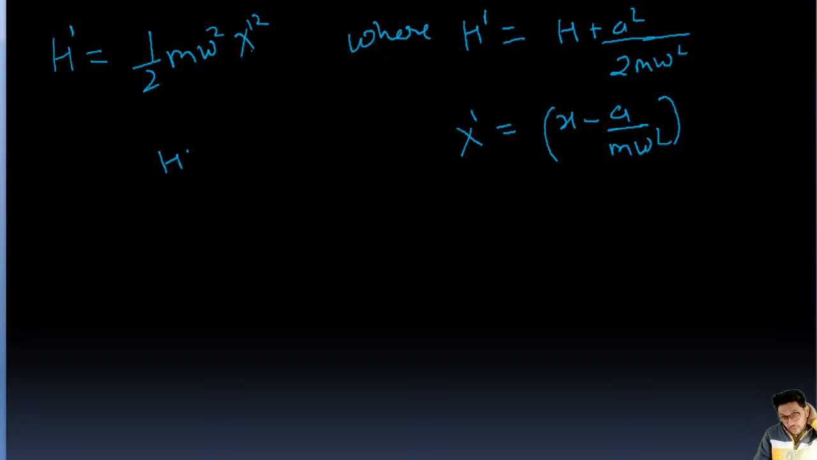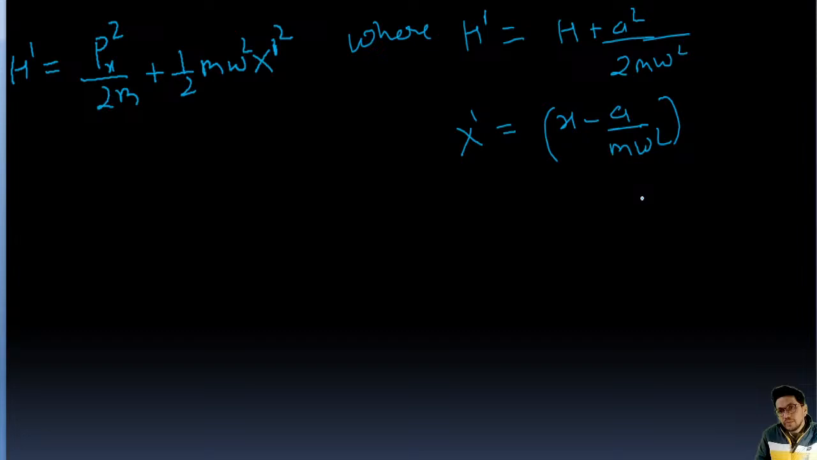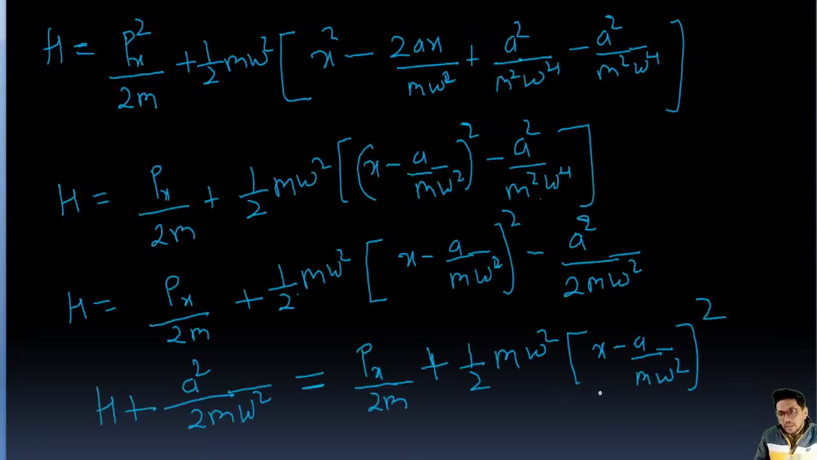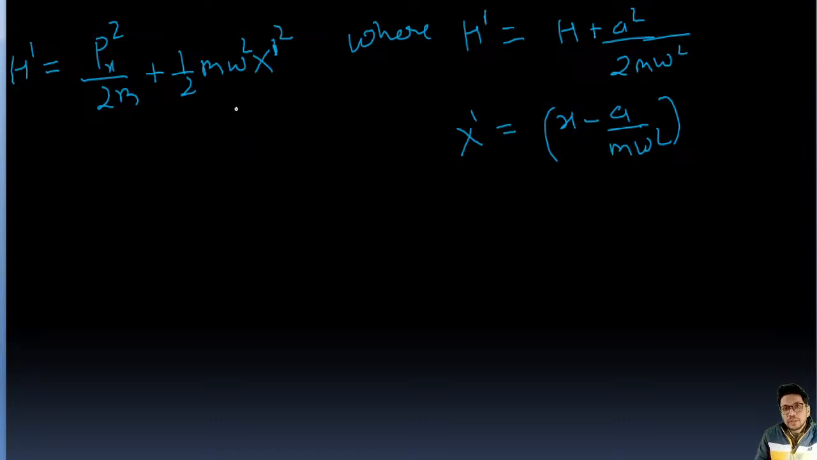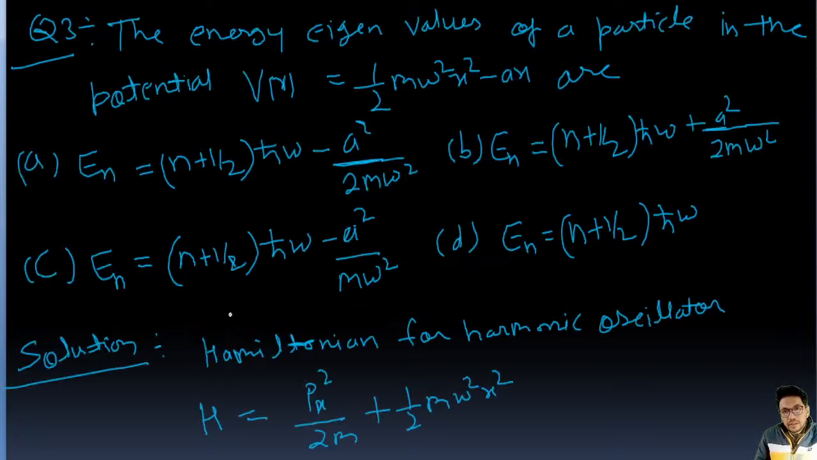Here one more thing I forgot to write, which is going to be H dash equal to px square upon 2m plus half m omega square x dash square. This expression we have, let's say this value is x dash and this whole value is H dash. So this became in the form like this, right? This form, H equal to px square upon 2m plus half m omega square x square, like this form.